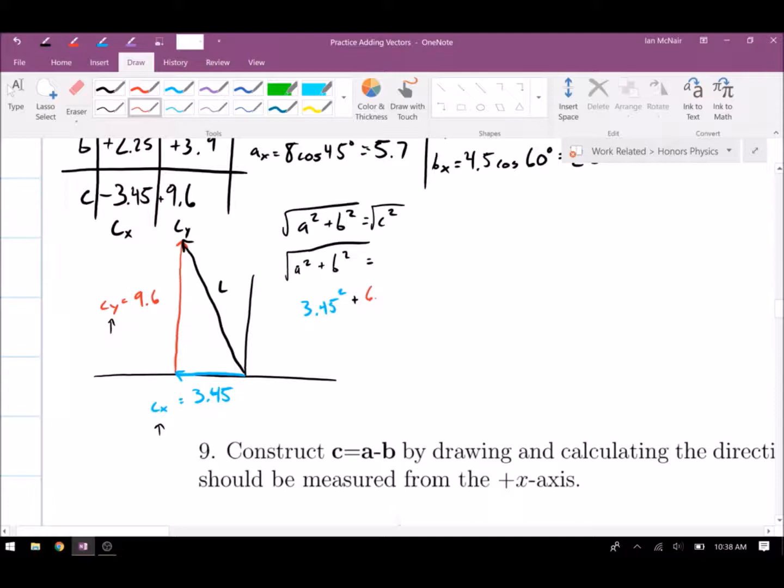Plus, ooh, that's not right. Ooh, still not. There we go, 9.6 squared. And then I take the square root. And so I'm actually just going to type this into my calculator. Let's see here. So we have the square root.